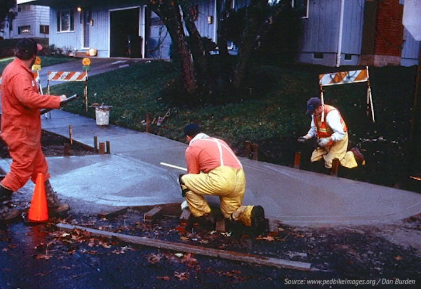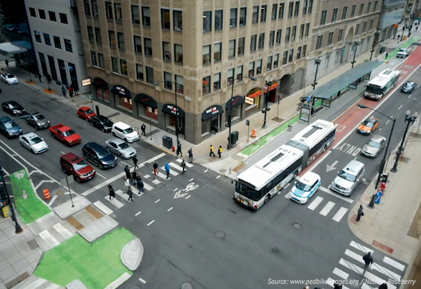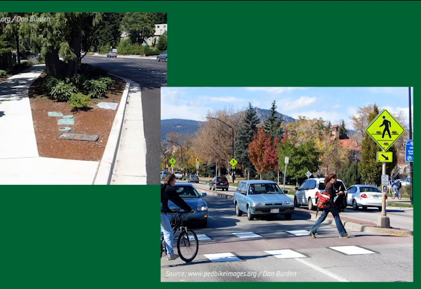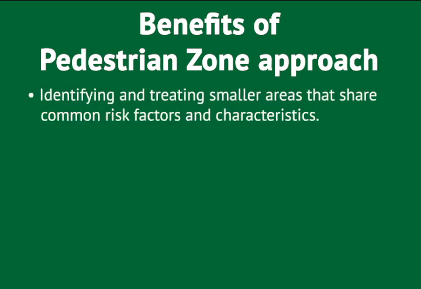It's not a huge departure from what you're likely doing already. In fact, it may be able to help strengthen efforts already underway. And it's also a real-world opportunity to address pedestrian safety through the safe system lens, which benefits all road users. Some of the many benefits to treating pedestrian safety through a zone approach include identifying and treating smaller areas that share common risk factors and characteristics being an effective way to move toward a more systemic risk-based approach.